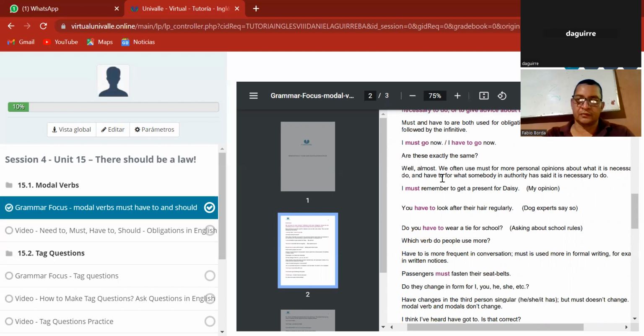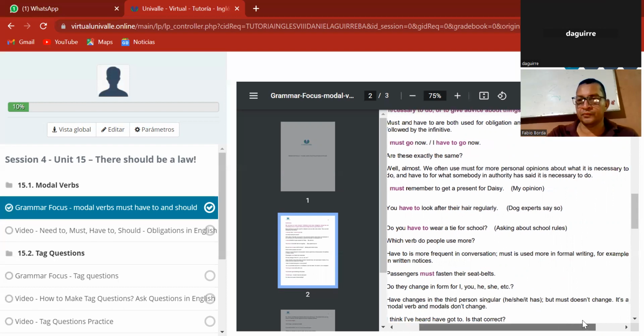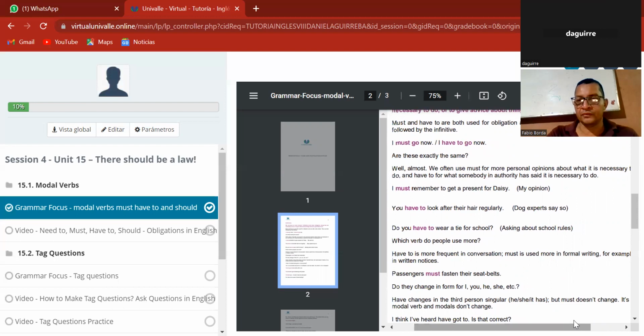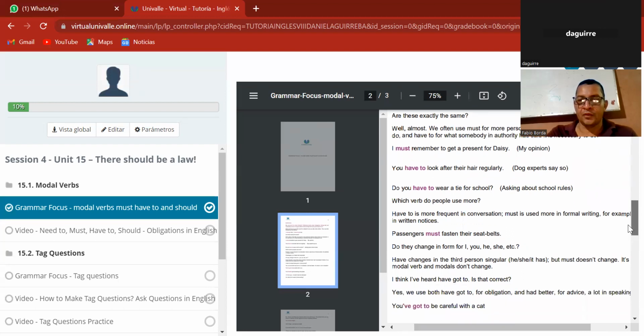Well, almost. We often use must for more personal opinions about what is necessary to do, and have to for what something in authority has said it's necessary to do. I must remember to get a present for Daisy. This is my opinion. You have to look after their hair regularly. Do you have to wear a tie for school?